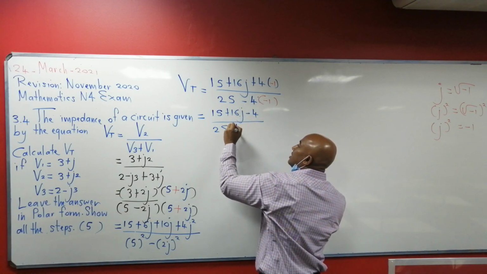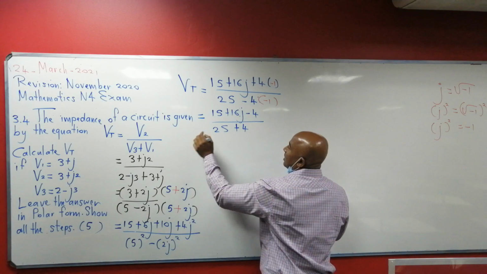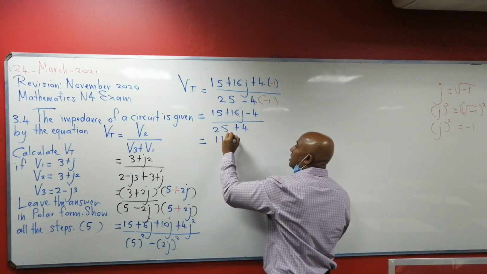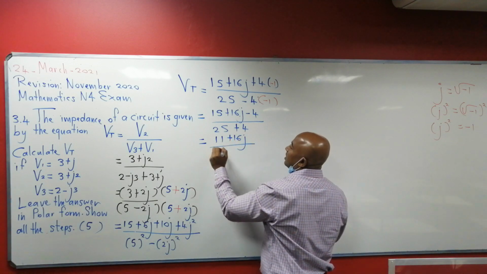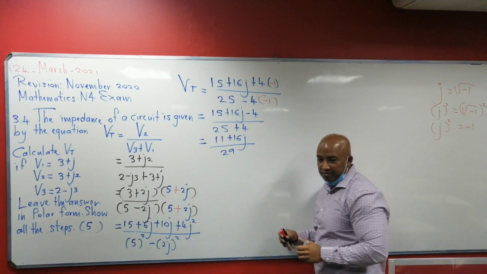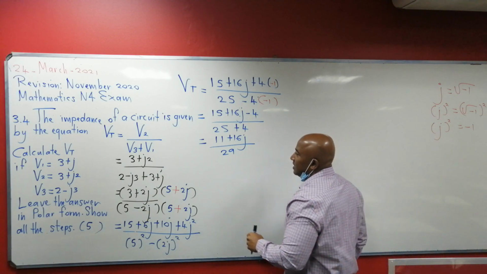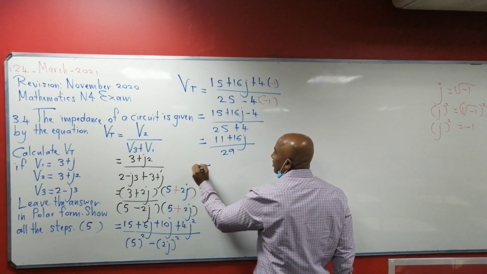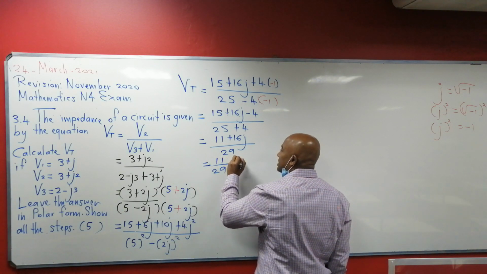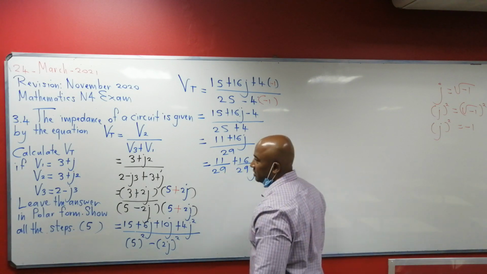Right. So now we have 15 plus 16j minus 4, and here we got 25. Negative times a negative is a positive. So now 15 minus 4, that will be 11 plus 16j divided by 25 plus 4 is 29. Right. Now let's simplify this. So that will be 11 over 29 plus 16 over 29j.